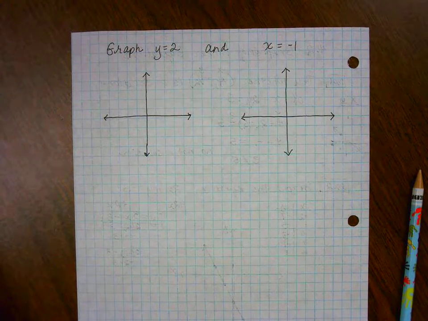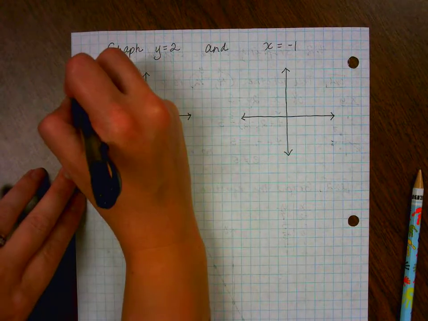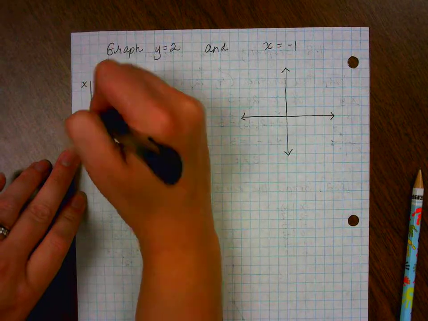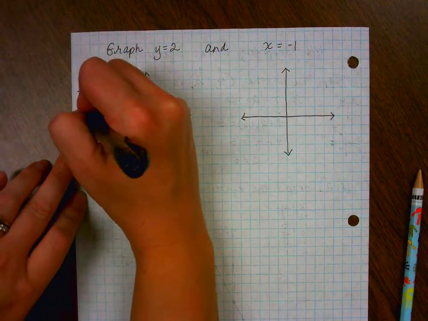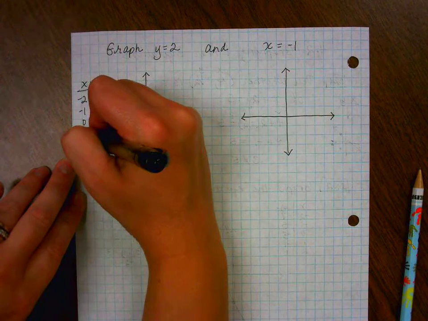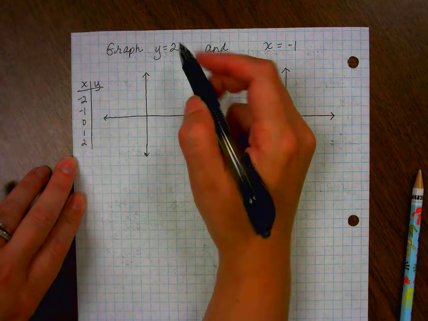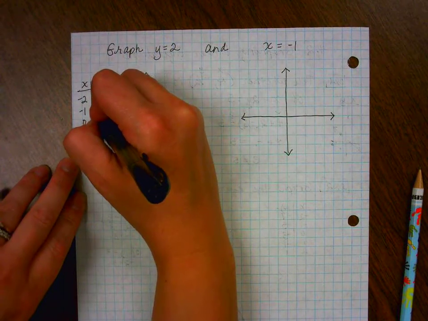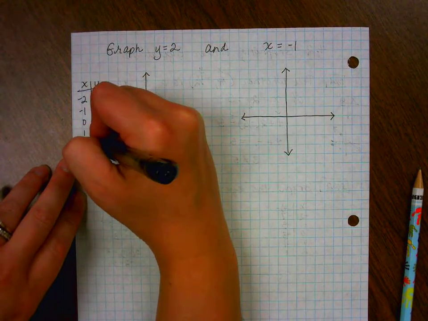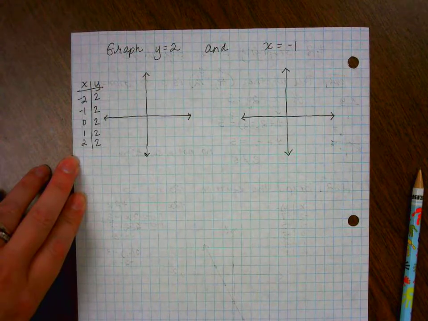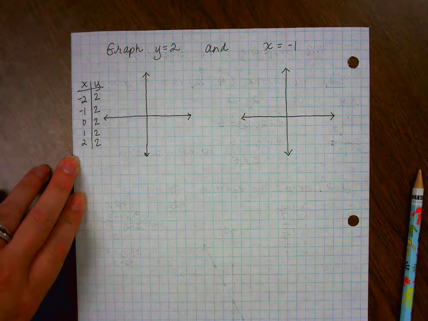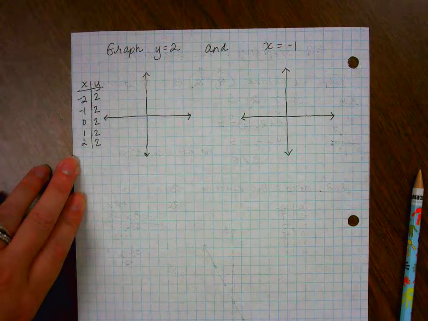Okay, so these are special types. Notice they're not set up like our other ones. This first one's missing an x altogether. It just says y equals 2. So I want you to think about the reason why this is going to work. Imagine that I have my table set up over here, and imagine I use negative 2 through positive 2. But this says that y equals 2. That means every single y is 2. So this y is 2, this y is 2, this y is 2, this y is 2. Every single y has to be 2. Now go ahead and start to graph that and see what happens.